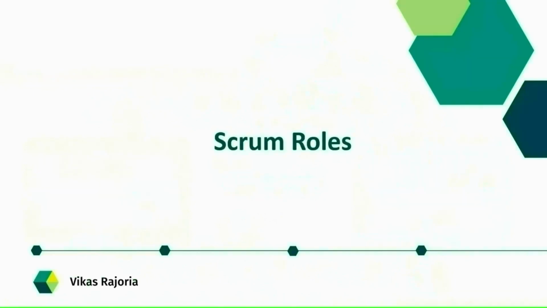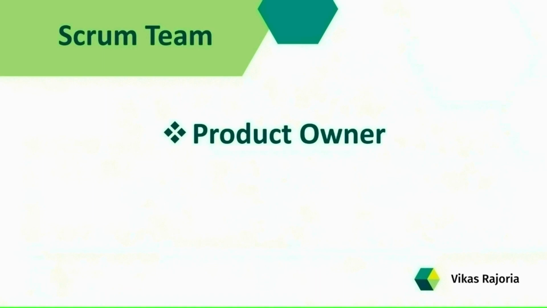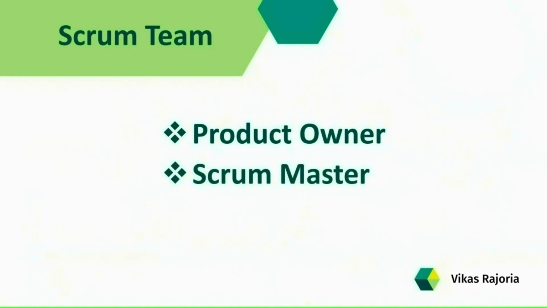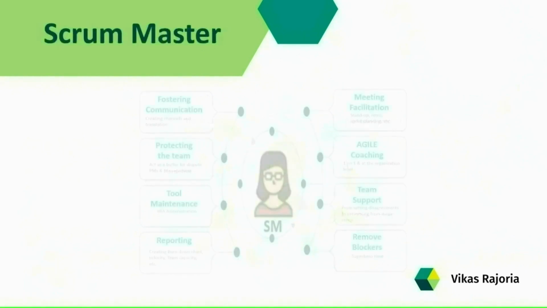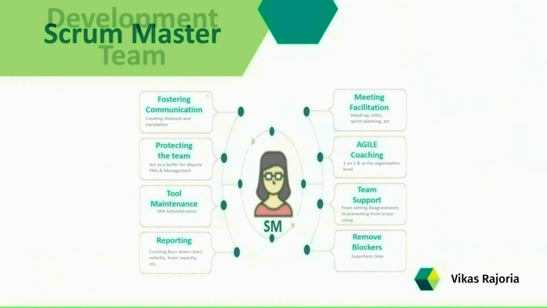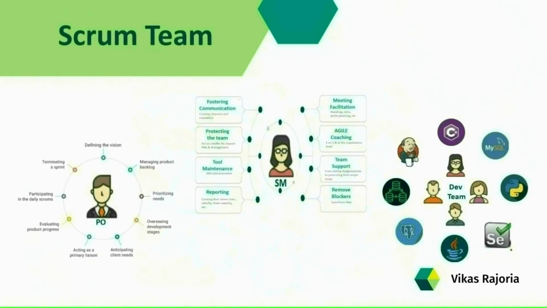So, in the Scrum framework, the Scrum team has 3 main roles, and those roles are Product Owner, Scrum Master, and Development Team or Scrum Team. Each of these roles has different capabilities, skill sets, and responsibilities. And the most important point is that none of these roles can be merged with each other.